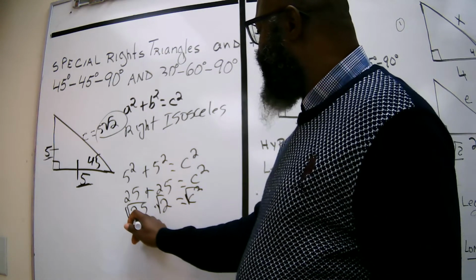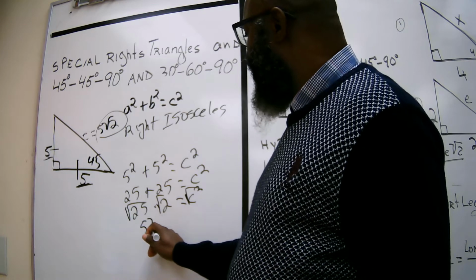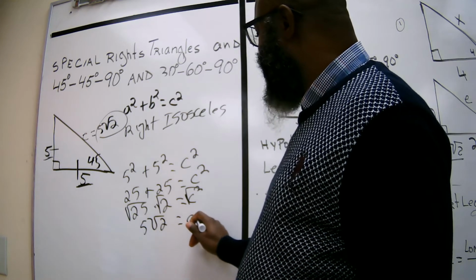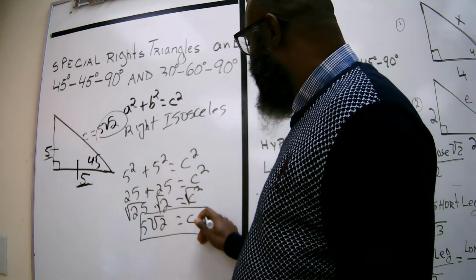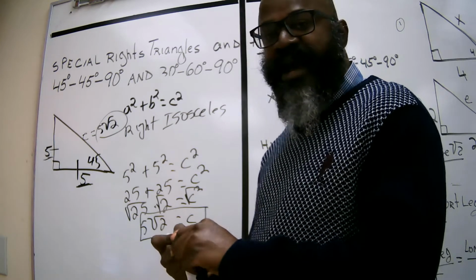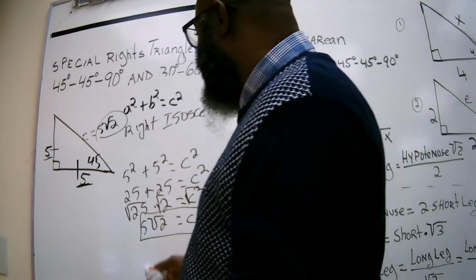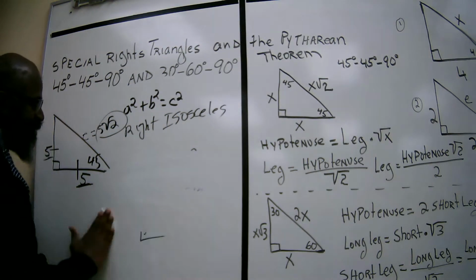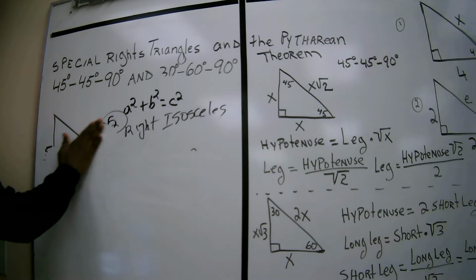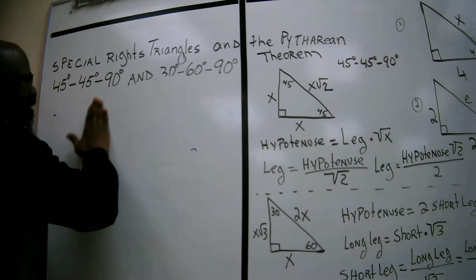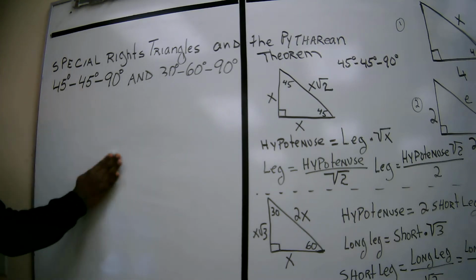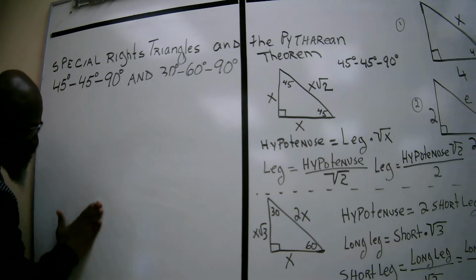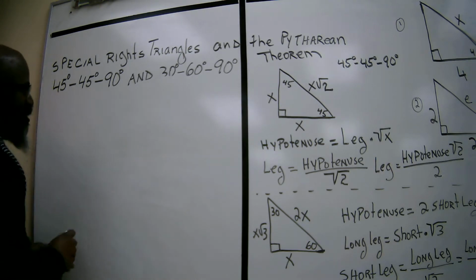Then you will see this square root of 25 is 5, and the square root of 2 stays. So when you take your FSA, they want your answers in radical, no decimal. As you can see, it doesn't matter if I change the number or not, as long as it's a 45, 45, 90. You don't need to use the Pythagorean theorem because it's going to take you more time. So let's do another one.